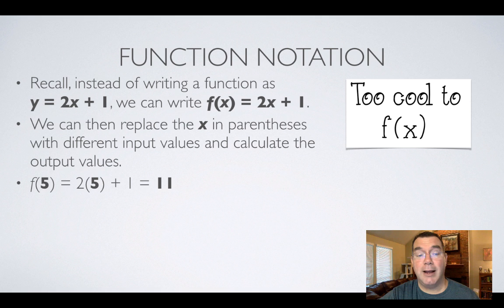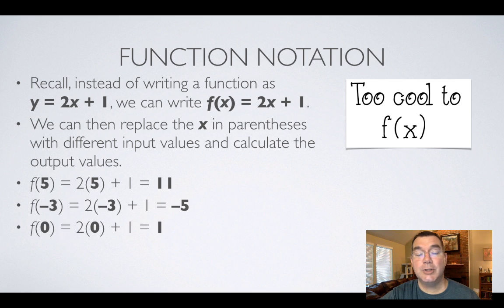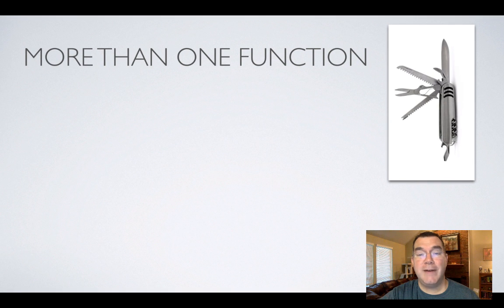So f of 5, that's how I would say it, would equal 2 times 5 plus 1, and that equals 11. If I instead replace x in the parentheses with -3, then to evaluate that function now, I would calculate 2 times -3 plus 1, and that would be -5. And similarly, if I replace that x with 0, then I need to calculate 2 times 0 plus 1, and that would equal 1.